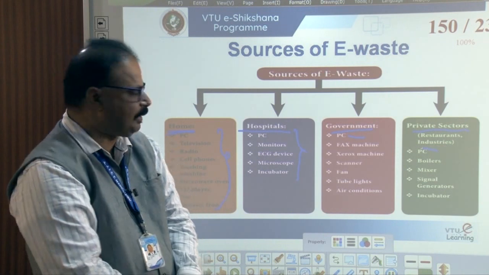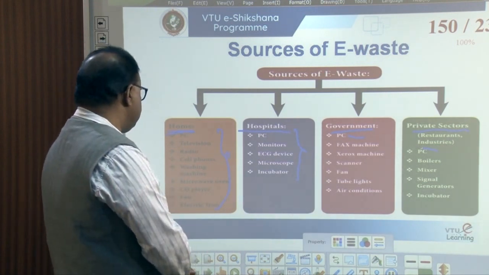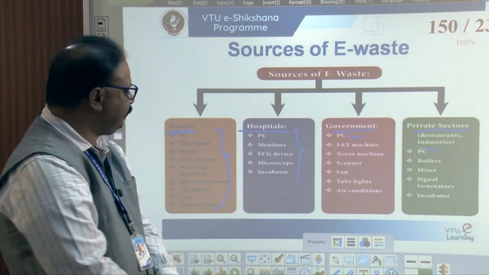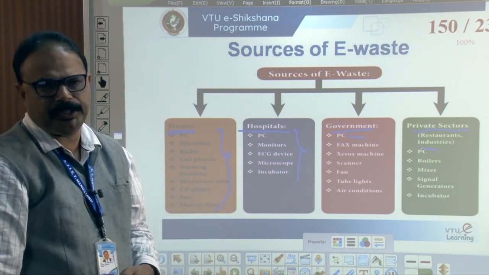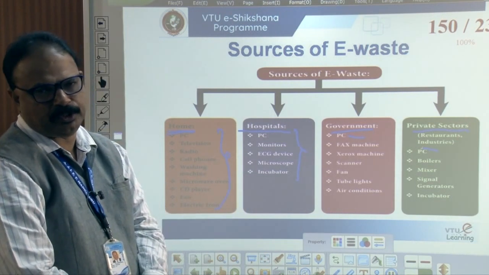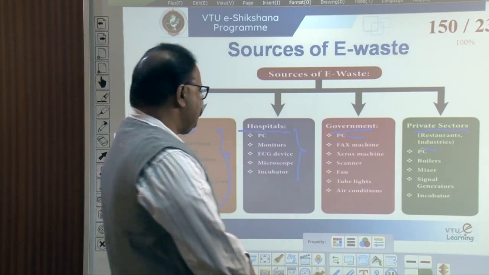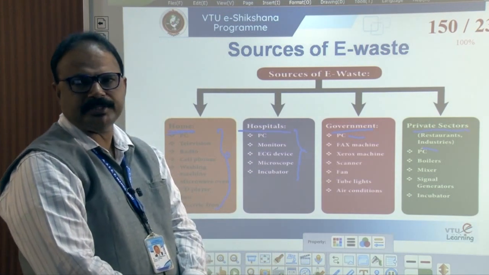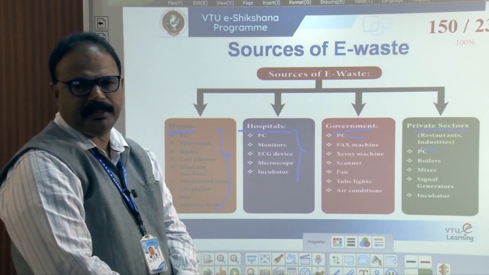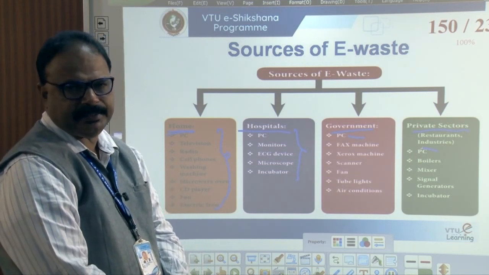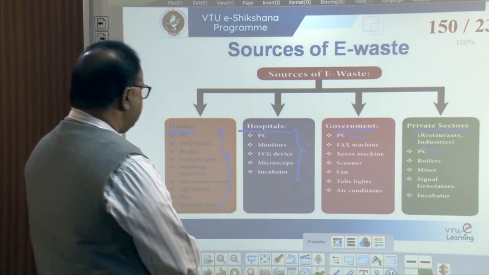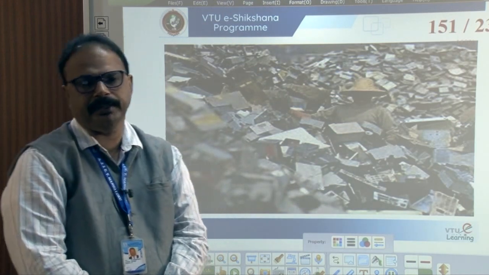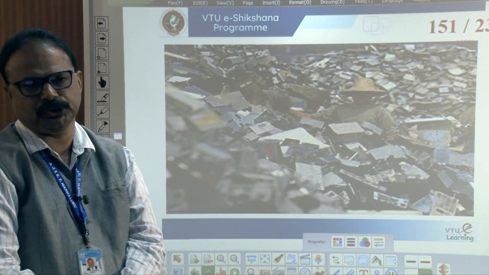Electronic waste comes from houses: PC, television, radio, cell phone, washing machine, microwave, CD player, fan, etc. It is shown in this one. Hospital: PC, monitor, ECG device, incubator. In the government sector: PC, fax machine, Xerox machine, scanner, fan, tube light, air conditioner. In the private sector: PC, boiler, mixer, signal generator and incubator. These are the sources of e-waste. You can see the drawing figure, and in the figure we can see the different sources.